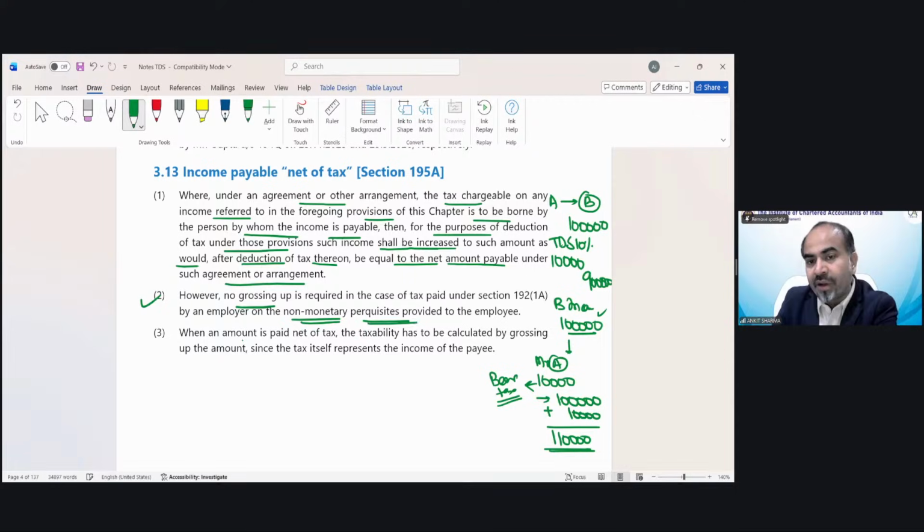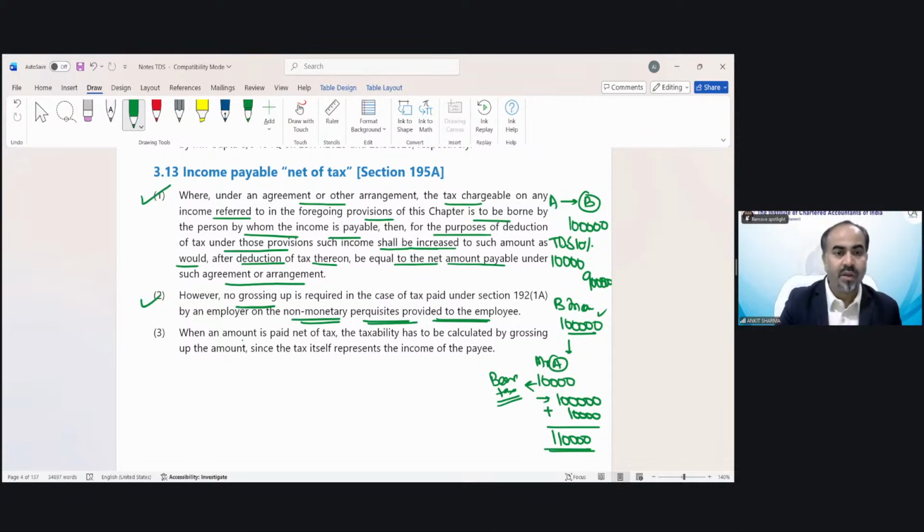But this case is not applicable in case of non-monetary perquisite. We have discussed this point earlier also. This concept is not applicable in case of 192(1)(a). Because if the tax on a non-monetary perquisite has been borne by the employer, in that situation, that 10,000 would not be treated as the income of Mr. B, and the employer, Mr. A, cannot take the benefit of 10,000 as expenditure in his books of account. So this provision is not applicable in case of non-monetary perquisite tax payment.